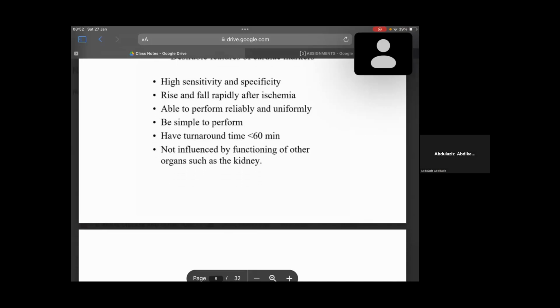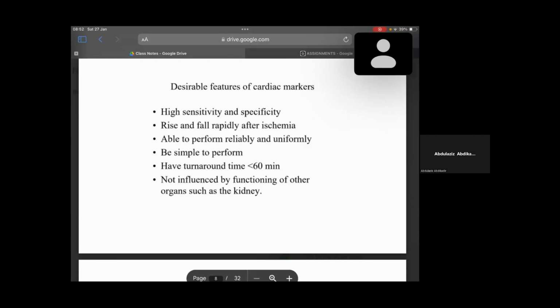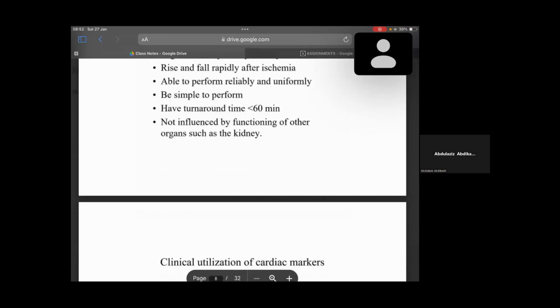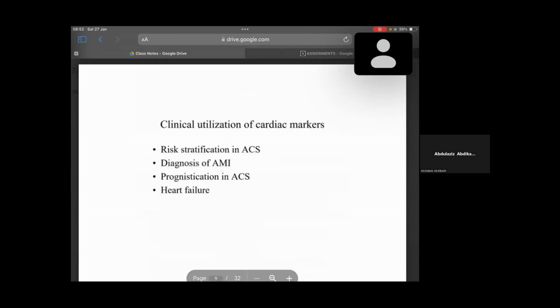It should not be influenced by other factors, and this is the same as high specificity. It should be specific to that organ, not found anywhere else. Like CK, for example: CK is found in the skeletal muscle, it's found in the brain, and it's found in the heart.